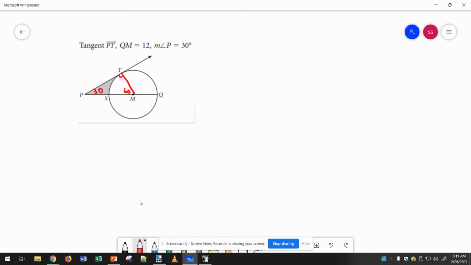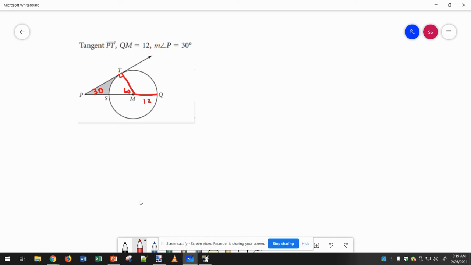QM is the radius. QM is 12. We're going to need that. So what's going on here? We need to find the area of this shaded little weird thing.